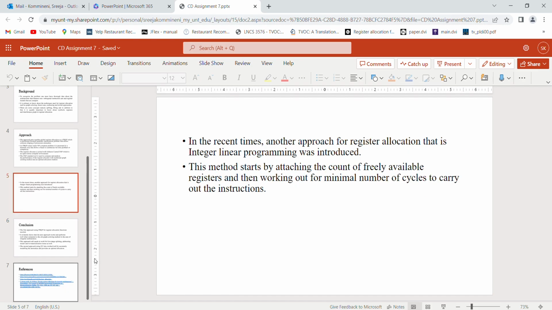Next, another approach was introduced. Recently, register allocation based on integer linear programming, that is ILP, was introduced. This approach starts with fixing the number of free registers and then solving for the minimum number of cycles to execute the instructions. Or the second approach is fixing the maximum execution cycles for the instructions and solving for the minimum number of registers that are needed.